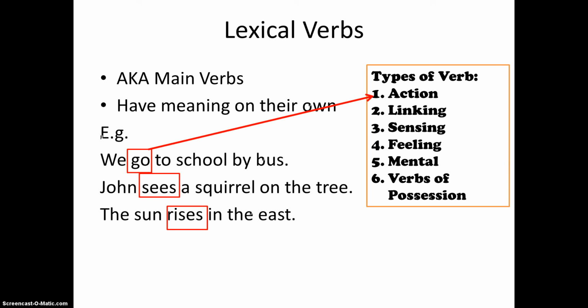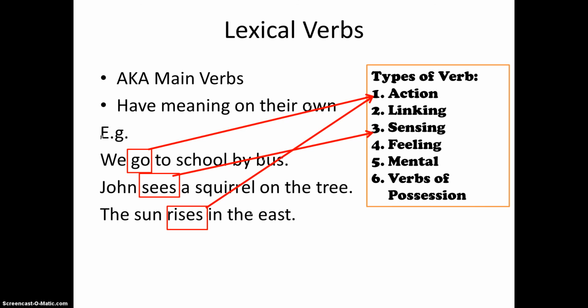It's pretty simple because it's an action, so it's an action verb. How about the second one? John sees a squirrel on a tree. So sees, what type of verb is it? It's sensing because we use seeing as part of our 5 senses. Last one, the sun rises in the east. Pretty quickly you should be able to tell me that it's an action verb. So that's all for lexical verbs. They're a very general, very common type of verb that we use in our sentences and descriptions.